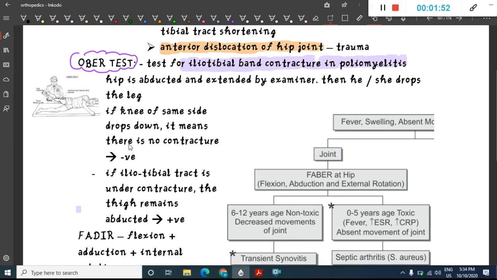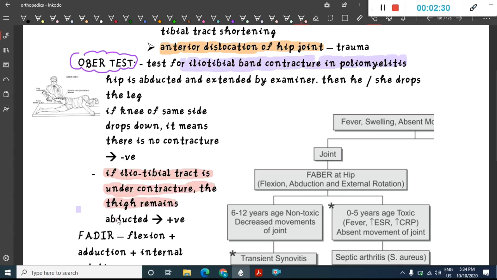So here, what is the examiner doing? He has abducted the hip and he has extended. So the hip is abducted and extended by the examiner, and then he drops the leg. If the knee of the same side drops down, it means that there is no contracture. But when do we call it positive? If the iliotibial tract is under contracture, it won't drop down, the knee will not come down. That is, the thigh will always remain in the abducted position.